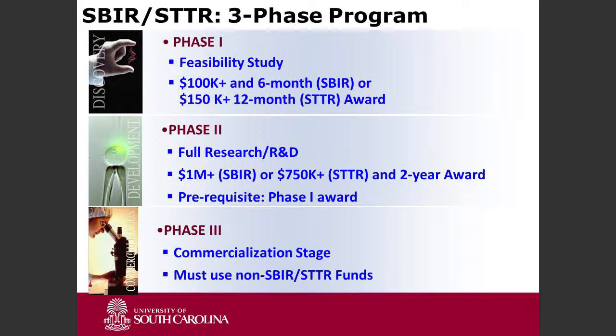So SBIR has 3 phases. Phase 1 is called a feasibility study. That can be $100,000 or more for a 6-month SBIR, or $150,000 for a 12-month STTR. And these numbers can change by agency and program. I know people who've gotten $500,000 phase 1s. I know people who've gotten $150,000 phase 1s. I do think the minimums are higher than 100 today for most agencies, but it really depends on the agency.